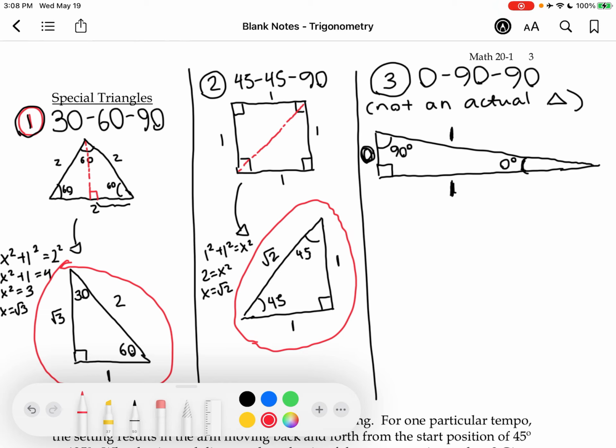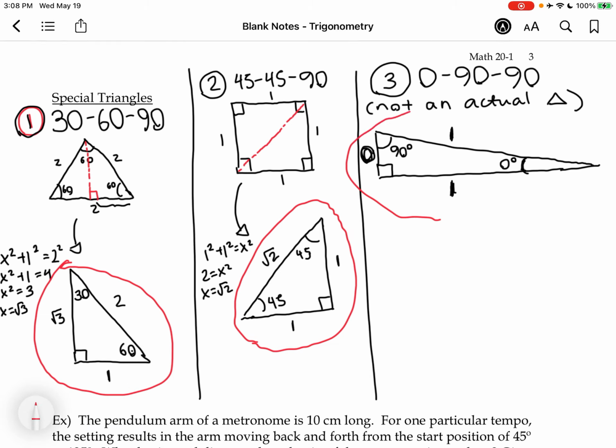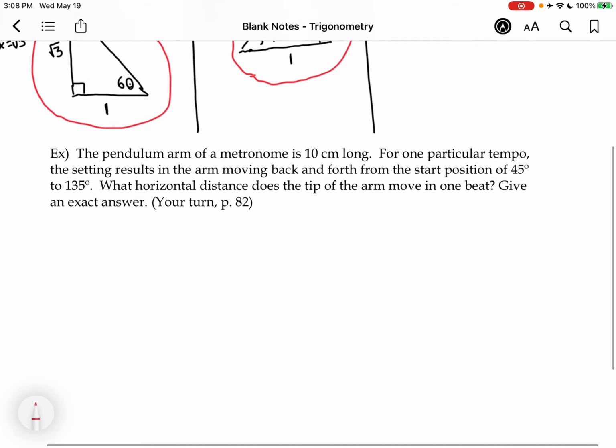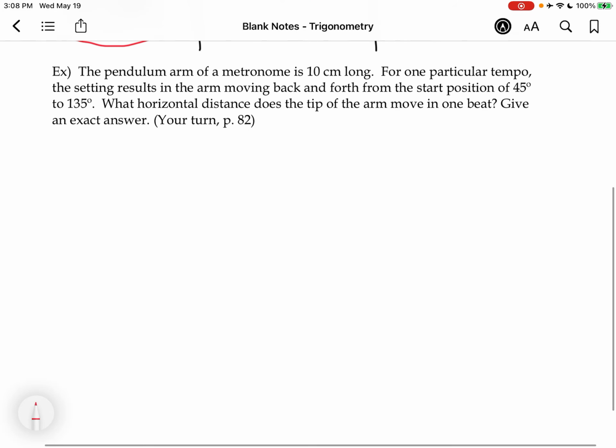So that's why I like to show people this triangle, because it gives you all of your trig ratios for those two angles. All right, let's look at one more example, and then we'll be done for today.